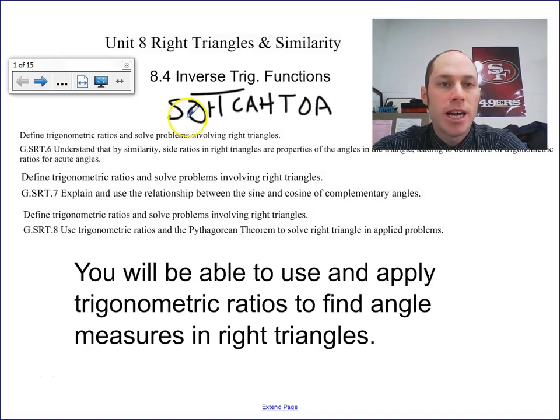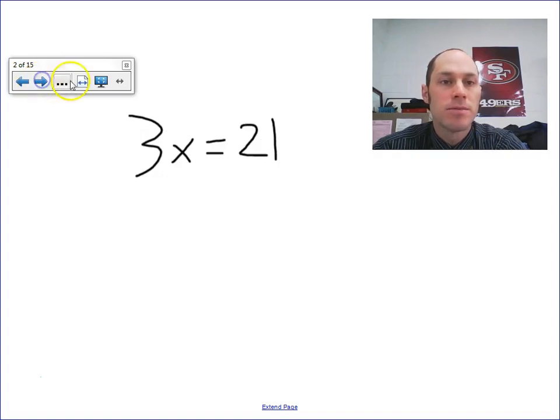So SOHCAHTOA: sine equals opposite over hypotenuse, cosine equals adjacent over hypotenuse, tangent equals opposite over adjacent. We're going to work the inverse of those functions to help us find measures of angles in right triangles.